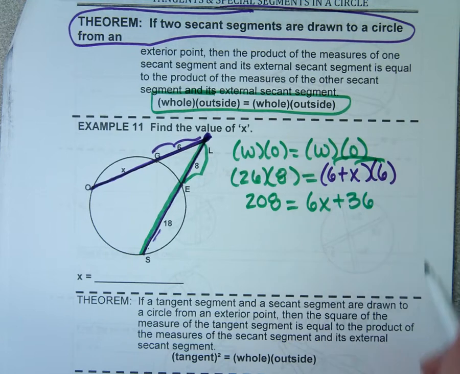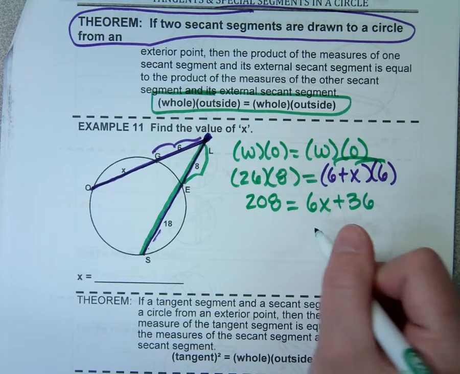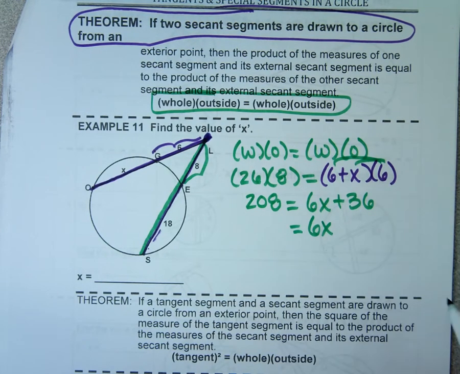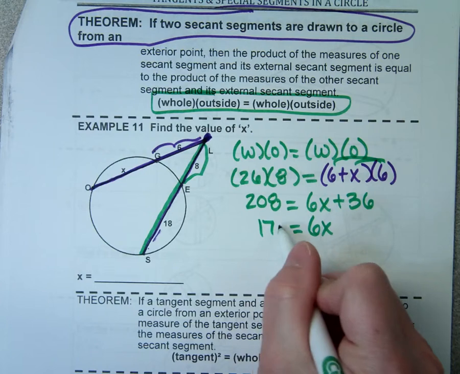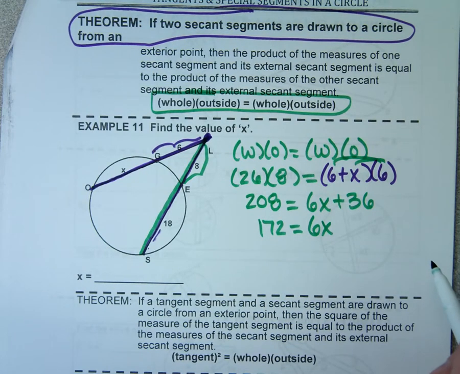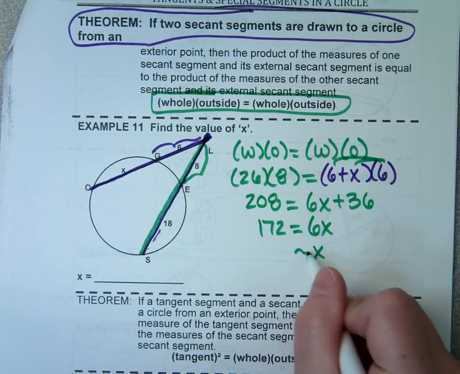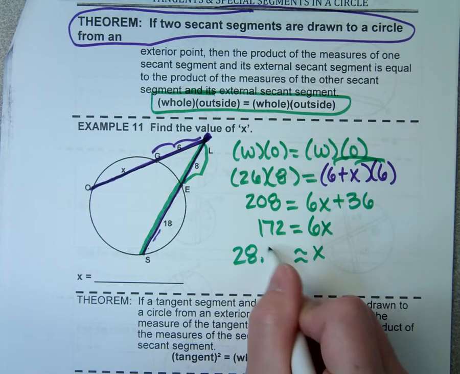6x plus 36, or you could have written 36 plus 6x. It doesn't really matter. What do you do now? Subtract 36. If you subtract the 36, you would get 172, and when you divide? 28.6. 28.666. Okay, so let's say about 28.7 then.